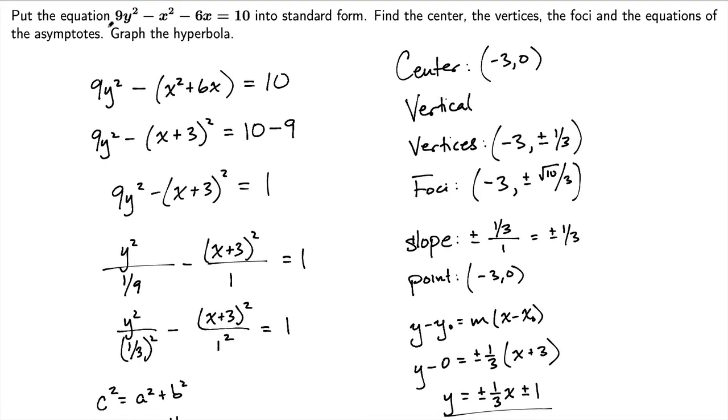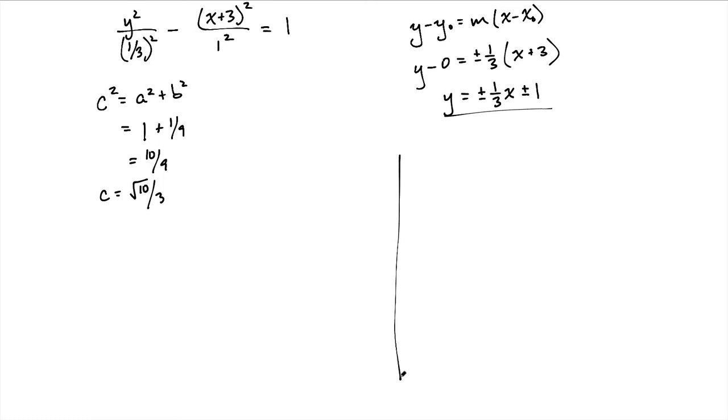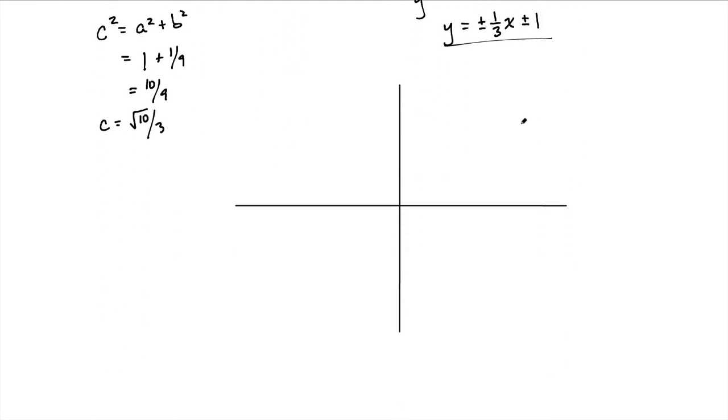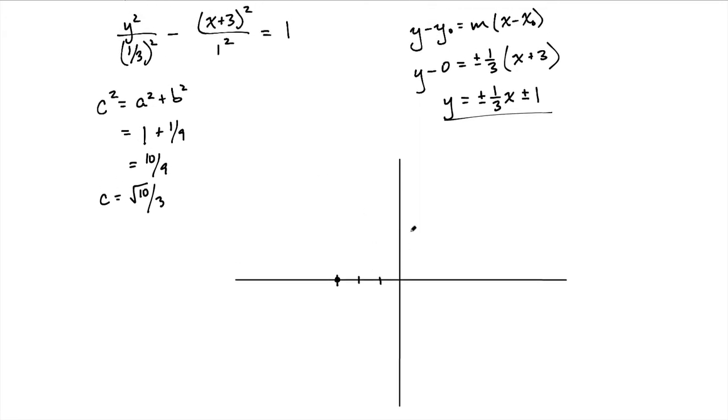Okay, we've got all of these things that we've asked for, and now we can graph the hyperbola. So we've got our center. Our center was at -3, 0. So -1, 2, 3, 0. There's our center. We can create our box, which goes 1/3 in the y direction, so not very far at all. And 1 in the x direction. So very small box there.